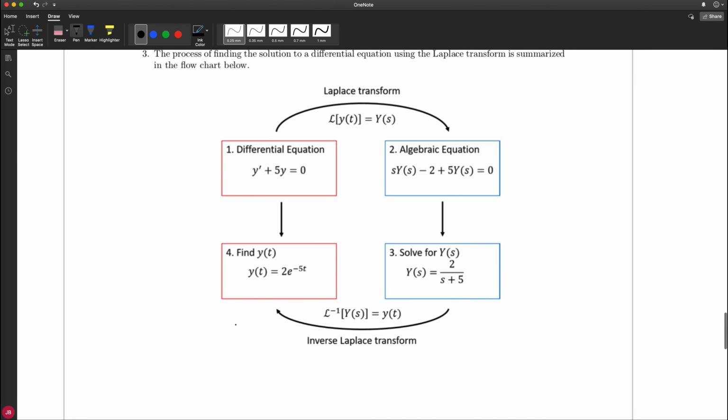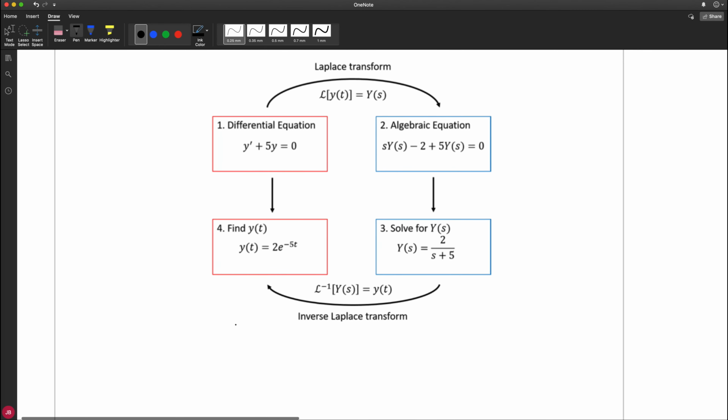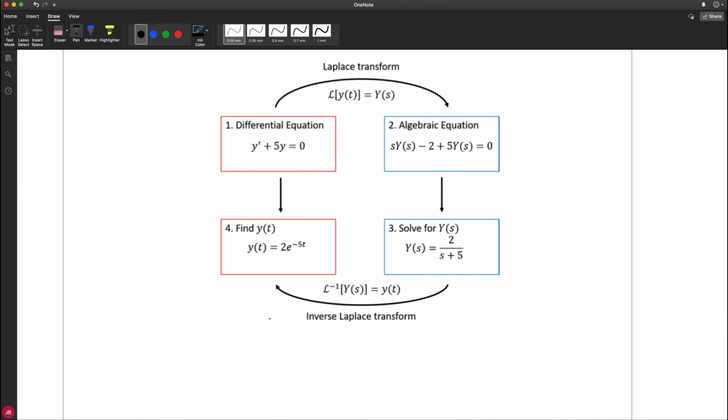So as we move forward, we're going to see some unique properties of the Laplace transform and some of its utility as well.